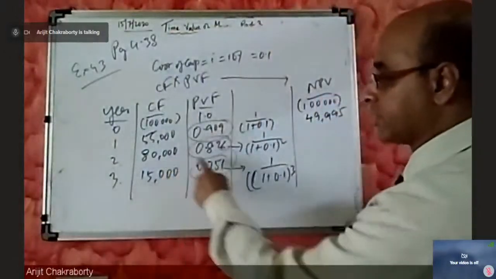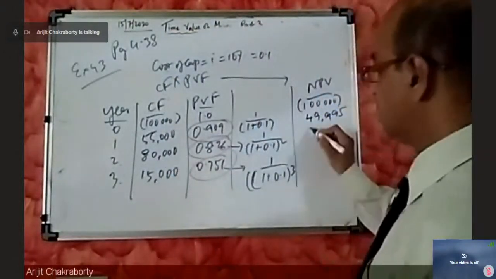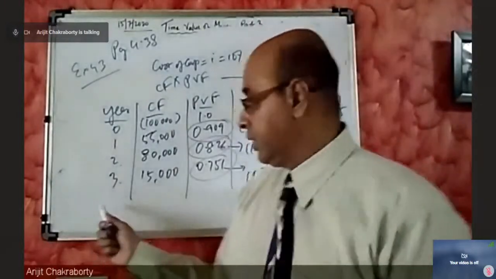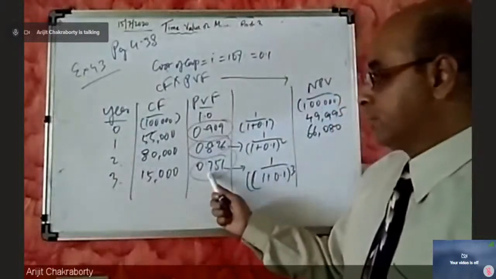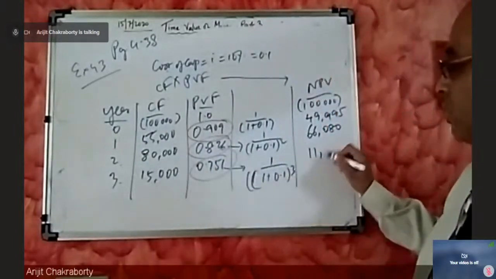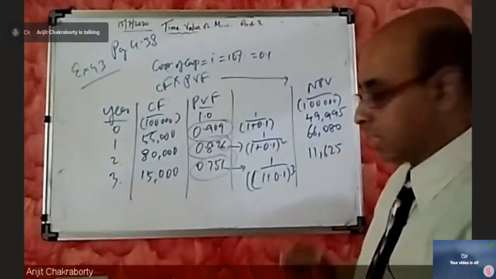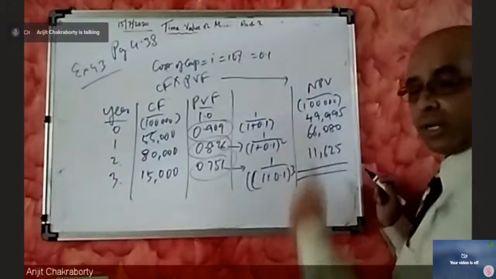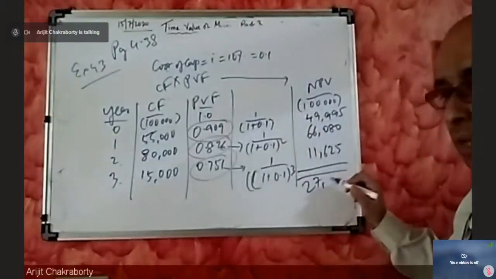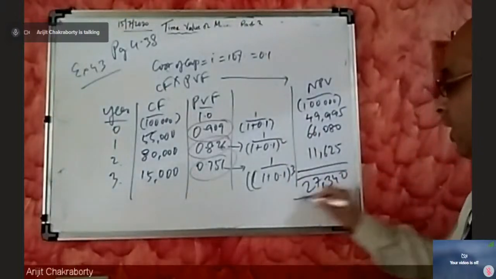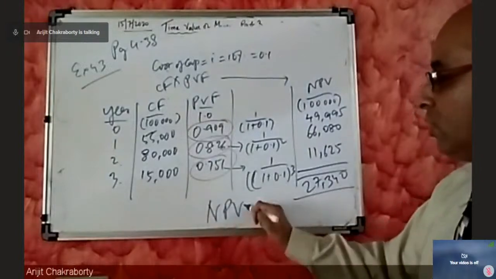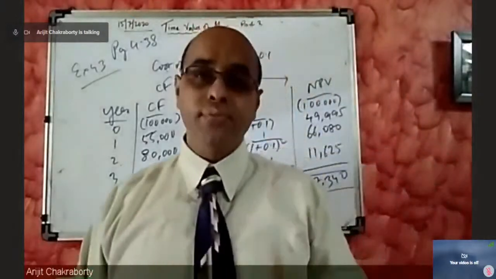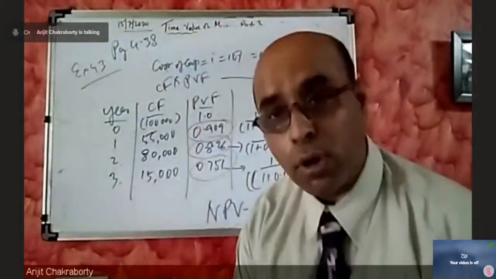Second year you have 80,000 into 0.826. This gives you 66,080. And the third year you have 15,000 into 0.751. This gives you 11,625. So if you net off, if you add these three and deduct 1 lakh, you are getting 27,340. That means we have an NPV of 27,340, and therefore the net present value is positive.